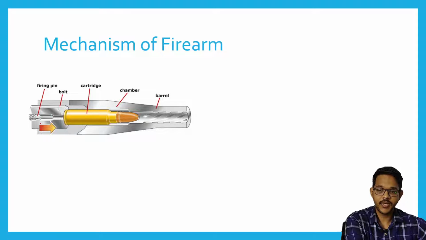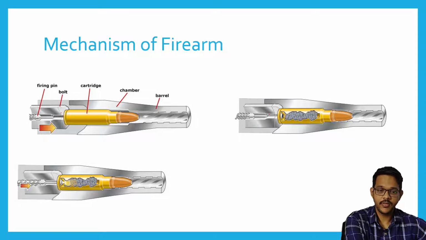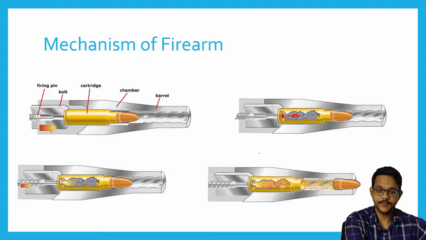Now coming to the mechanism of a firearm. Just a general mechanism: the action which causes the firing pin to hit the cartridge may differ based on the hammer or a bolt. So this firing pin hits the cartridge. When it hits the cartridge, it hits the primer and causes ignition of the gunpowder. When there is ignition of the gunpowder, it causes explosive forces, and the explosive gases cause the bullet to come out from the barrel.